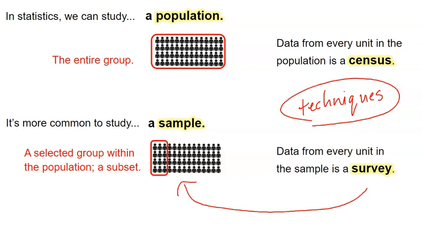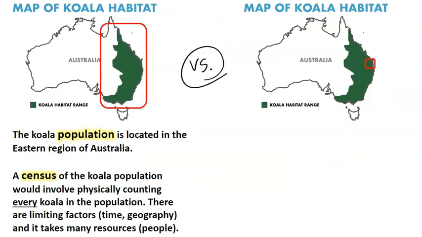And remember, the units under study could be trees, could be fish, and they don't have the ability to jump online and fill out a Google form. Here's an example to finish the video. You're looking at the same map of the koala habitat in Australia.